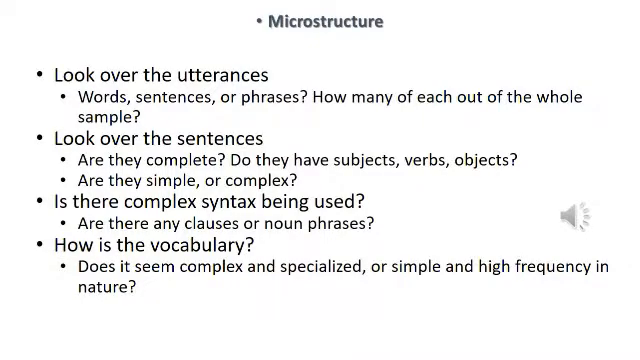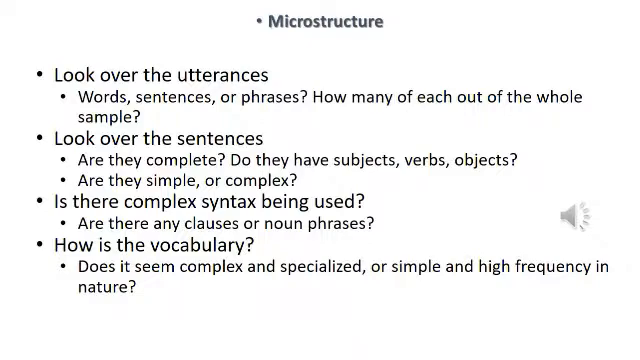So we've talked a lot about macrostructure, which is, like I said, the big structure of the story. But what about when you look beyond? You can have a story that has a beginning, a middle, and an end, but maybe it only has 3 sentences. Okay, so in looking at the utterances that the child has produced after you have transcribed, are there words, sentences, and phrases? How many of each are there in the sample? Look over the sentences that you transcribed. Are there complete sentences?